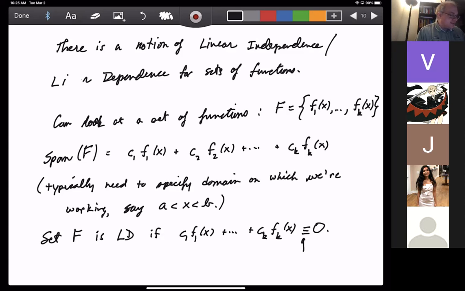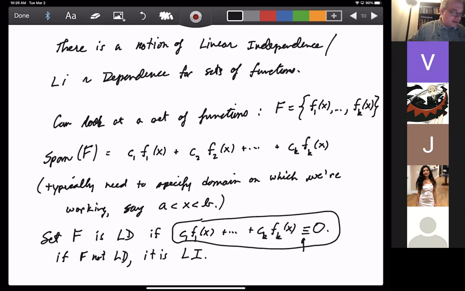So that's exactly the same idea. If the set isn't linearly dependent, it is linearly independent, right? So the sort of tricky part is, how do you actually check this? It may not be very straightforward to try to work with this equation. It may be very difficult, in fact, to work with this equation. So what could you do?